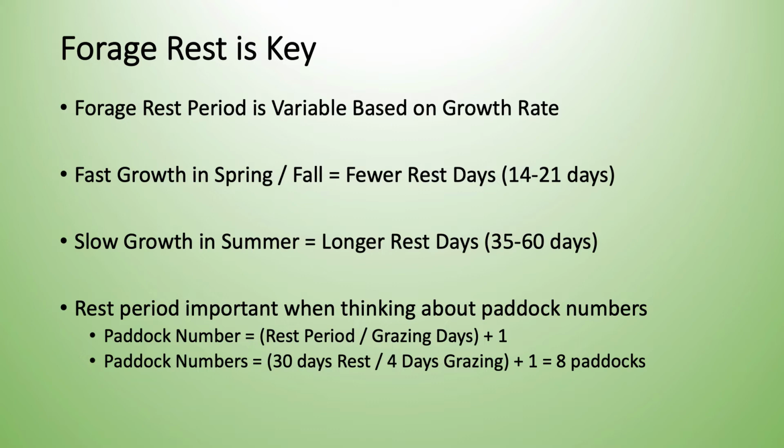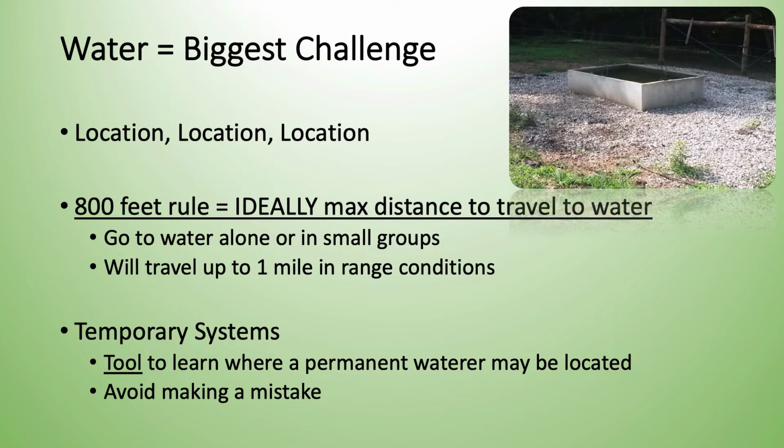Rest period is what we really need to be thinking about when we think about paddock numbers, right? So we talked about that rest period length over the number of days we're going to be in that particular paddock, and adding one to it. So the example there of about 30 days of rest, 4 days in the rotation, so maybe on that twice a week kind of move, you're going to be about 3 to 4 days. 8 paddocks is what we're looking at, right? And so thinking about what is ideal helps us understand what we need to try to get to in these systems.